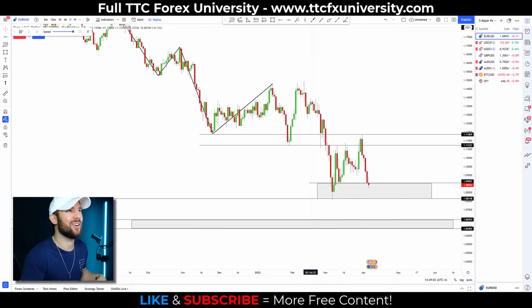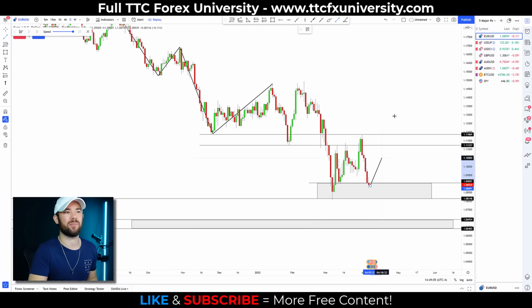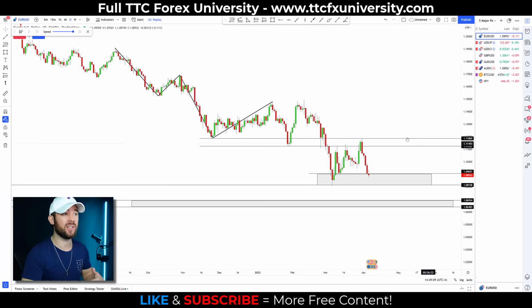Our second scenario is that price pushes up. If price pushes up, what are we going to do? Another step of preparation is to be prepared for everything that could possibly happen.